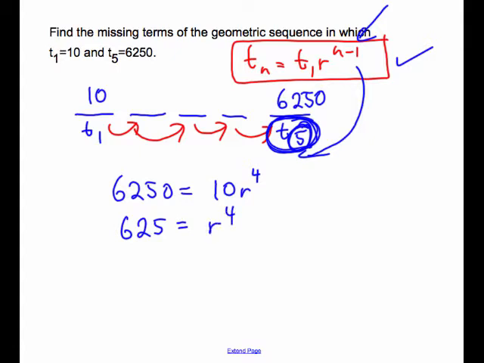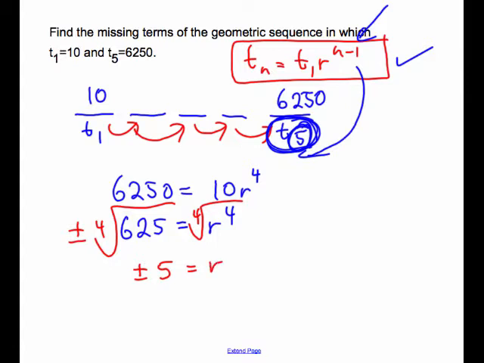So I could do the 4th root of both sides. Now I need to be careful here because when I do a 4th root, there are 2 values, plus and minus. And you can go to your calculator. I just happen to know that that's 5. Alright, so I've got plus and minus 5.